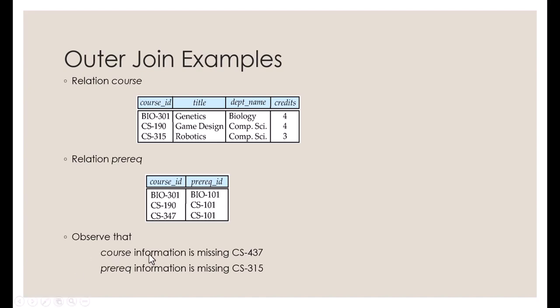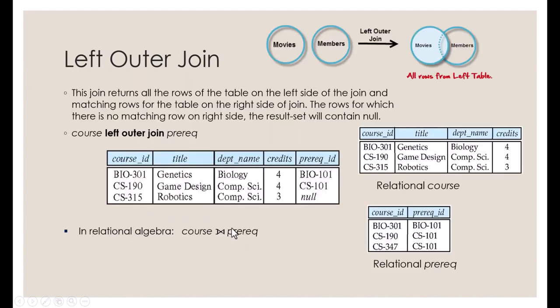So here, course information is missing CSC 437. Okay, so that is missing. I think they meant to say 347. 347 is missing here, right? And then this prereq is missing CS 315. So CS 315 appears in this course, but I guess it doesn't have a prereq, so it doesn't appear in this table.